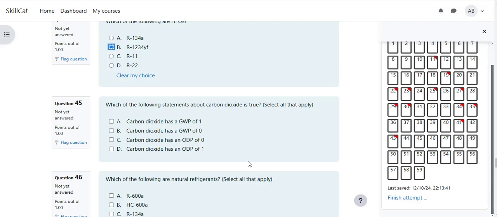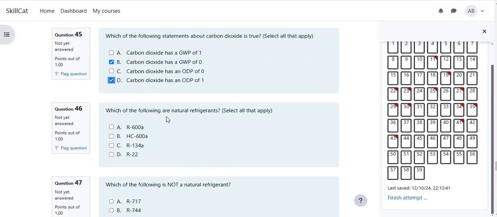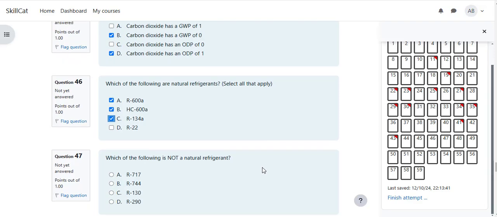Which of the following statements about carbon dioxide is true? Carbon dioxide has a GWP of 1. Carbon dioxide has a GWP of 0. And has an ODP of 1. Which of the following are natural refrigerants? R600A and HC and this R134, I think.